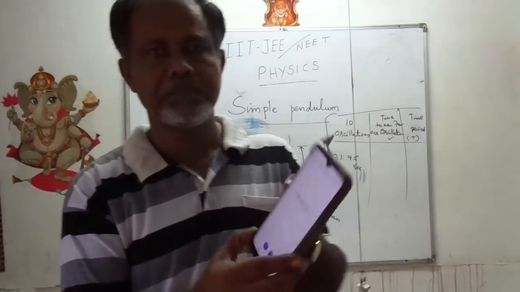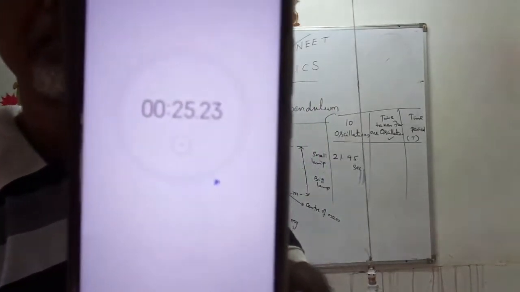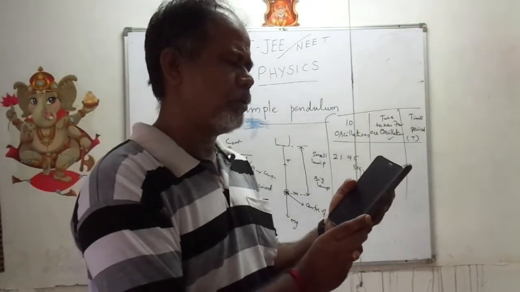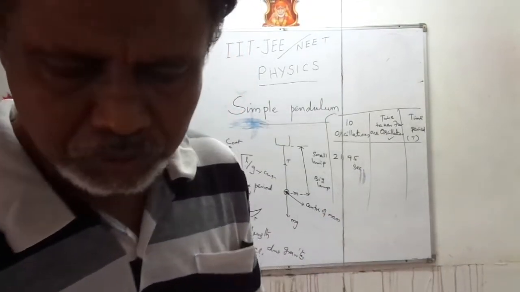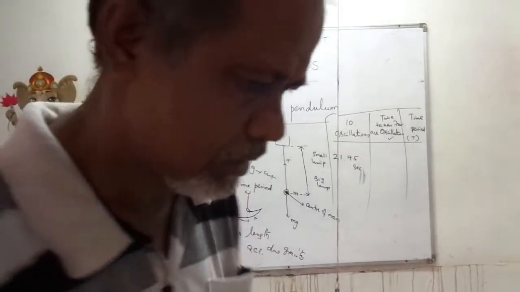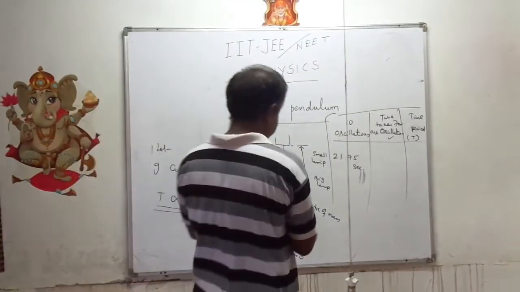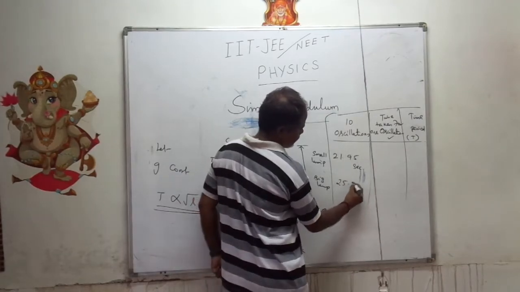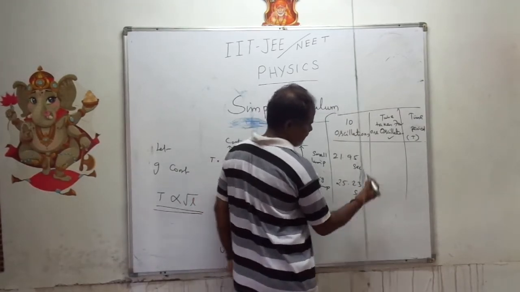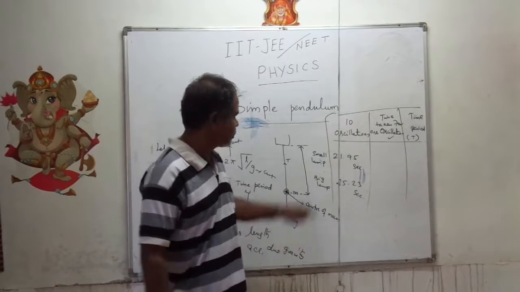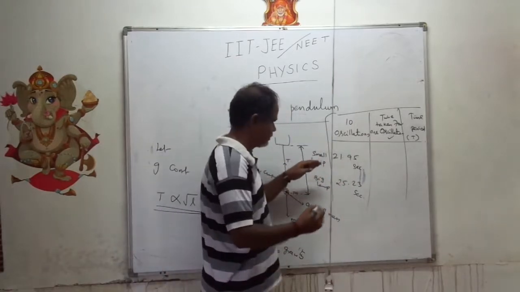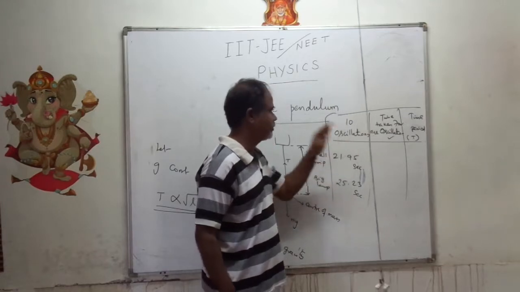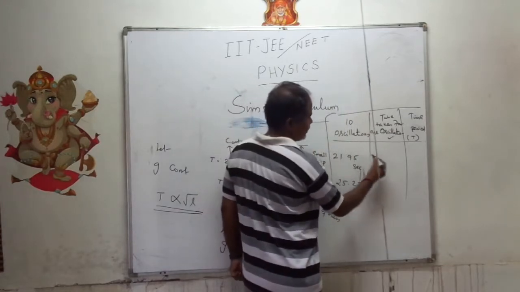Just see. What's the value here? 25.23 seconds. Actually, this is a big ball. This size is big, and this one is small. Then the time period is not here.